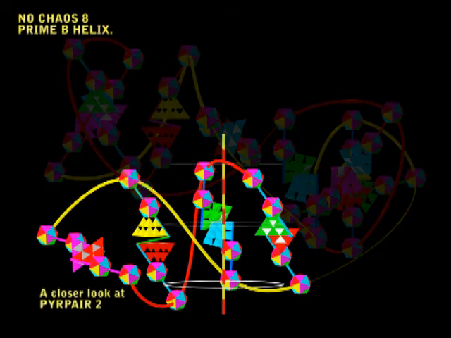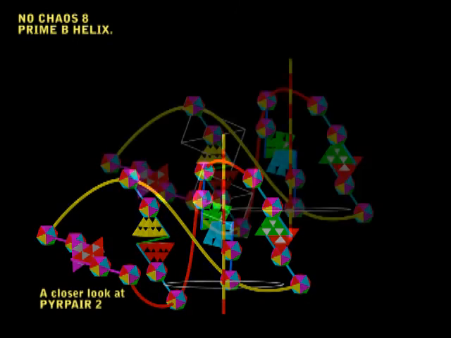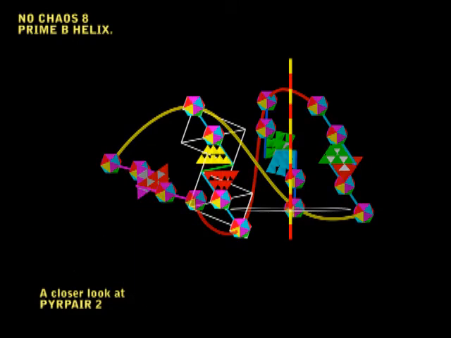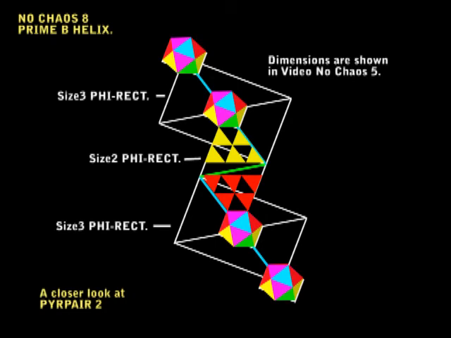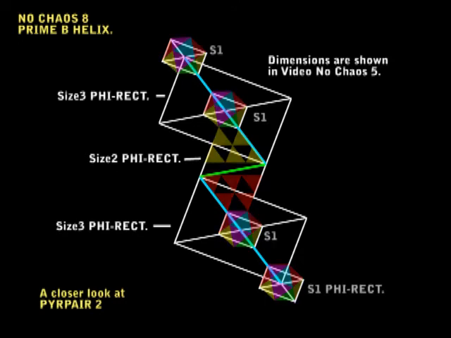Now I'd like to just focus on the first four. Let's bring it more to the center. Let's just take a look at PYRPAIR 2, the red and yellow. We have two size 3 rectangles and the size 2 rectangle. I give all these measurements in my earlier video, No Chaos 5. We can't see the size 1 rectangles. Let's hide the icositas. So that's better. Now we can see all the 5 rectangles. Notice I showed the zigzag, 2 cyan diagonals and a green diagonal. So you can see that everything comes out of these 5 rectangles.